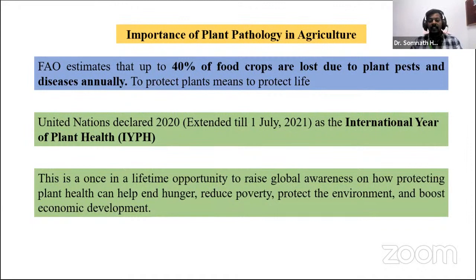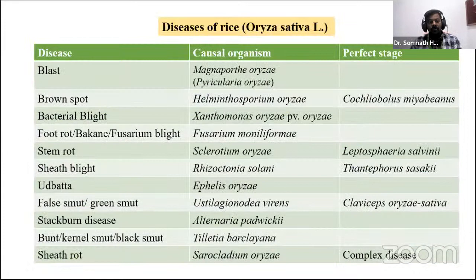Why? Because to raise global awareness on how protecting plant health can help to end hunger, to reduce poverty, to protect the environment, and to boost the economic development of the countries of the world. So, keeping these things in mind, plant pathology is always an important wing of agriculture, in Indian agriculture.